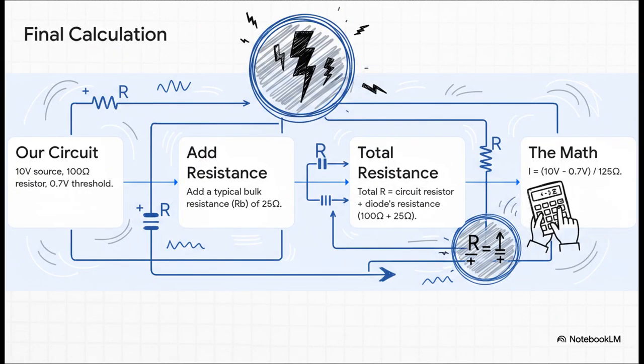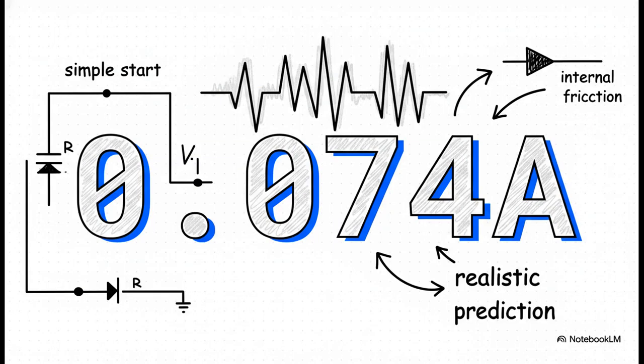All right, let's run the numbers one last time with this final piece of the puzzle. We still have to pay that 0.7 volts toll. That doesn't change. But now the total resistance isn't just the 100 ohm resistor. We have to add the diode's own internal resistance, say a typical 25 ohms, into the mix. So the total opposition to the current is now higher. And there we have it, 0.074 amps. You can really see the difference now, can't you?